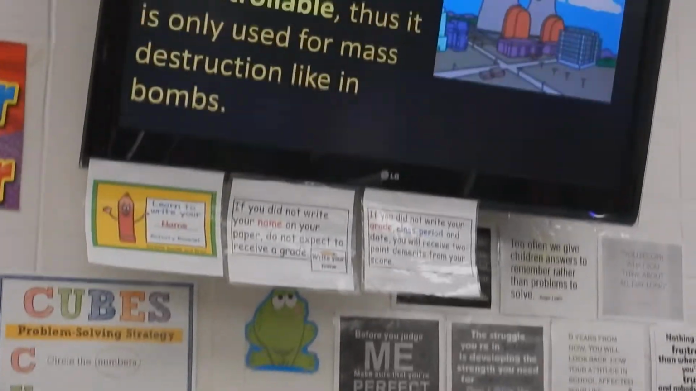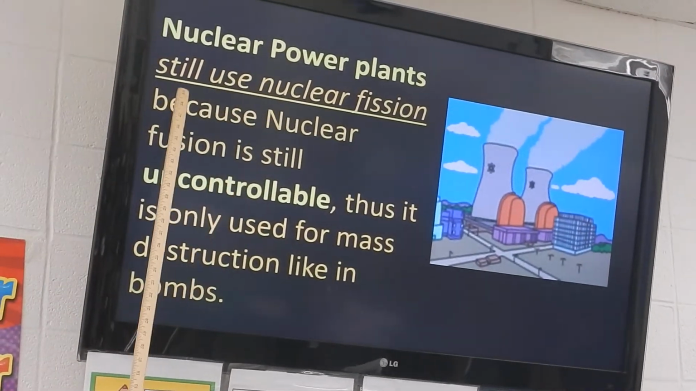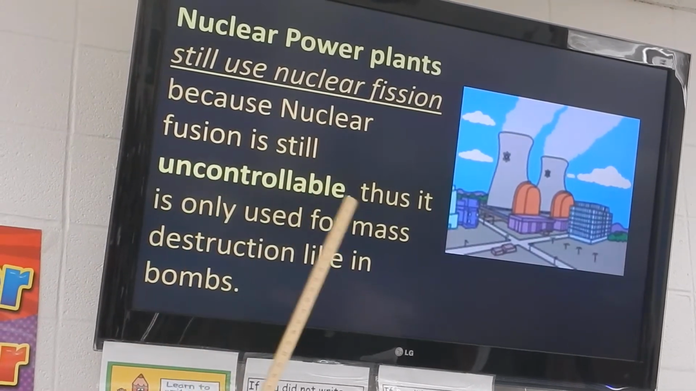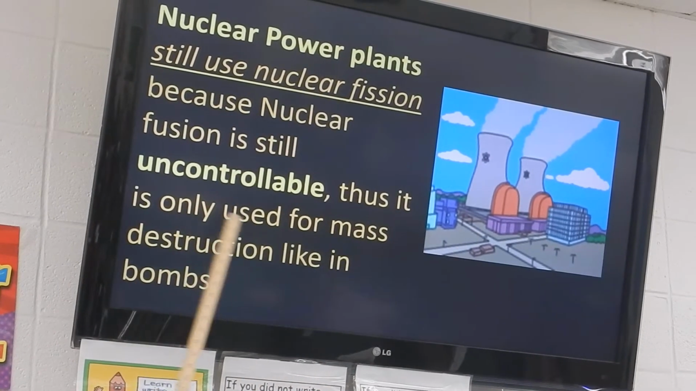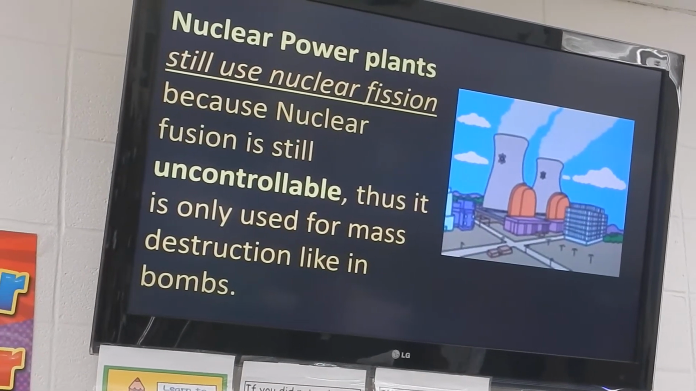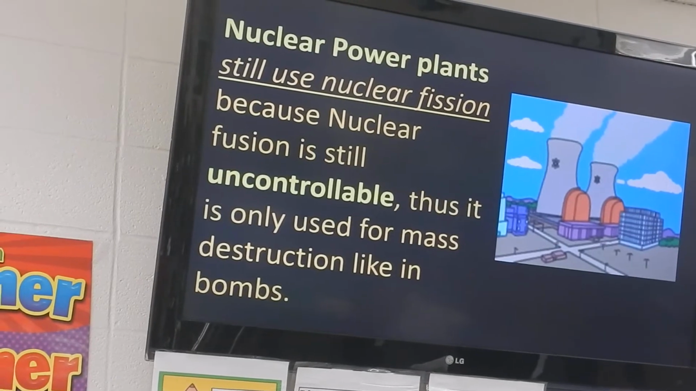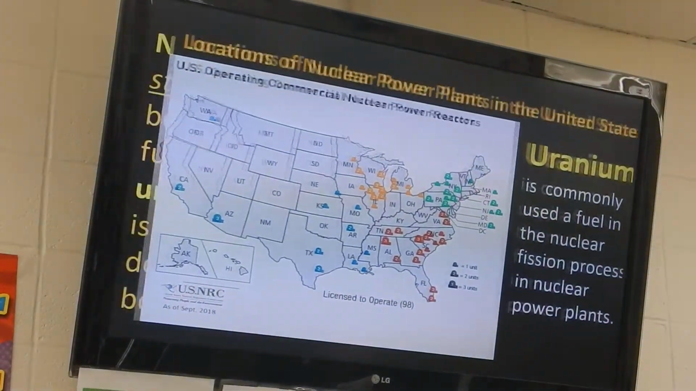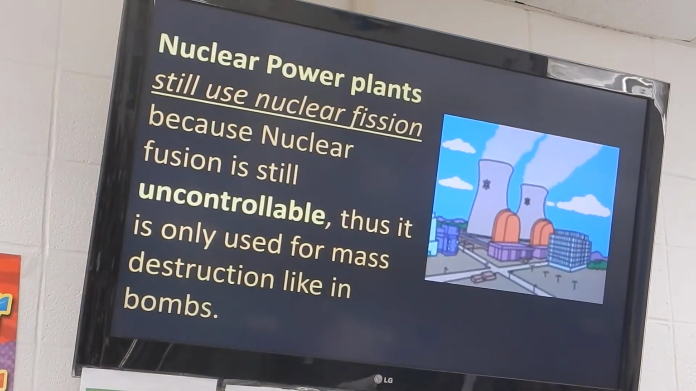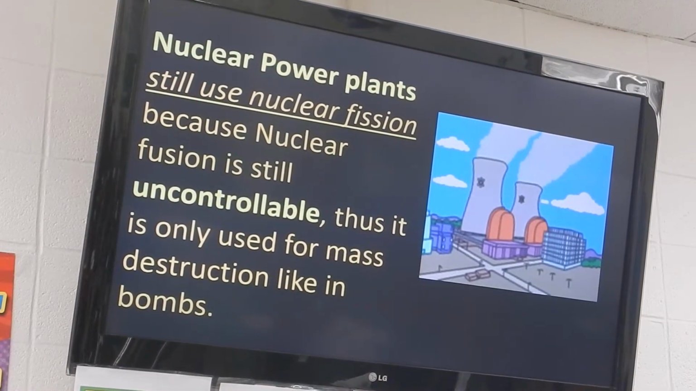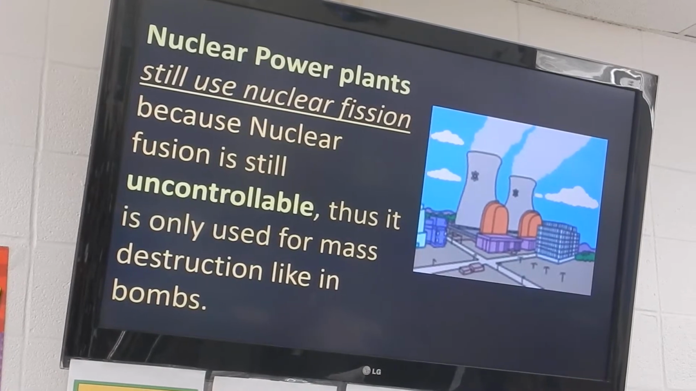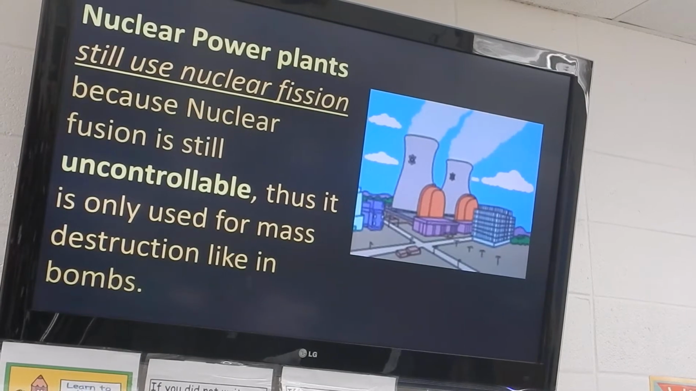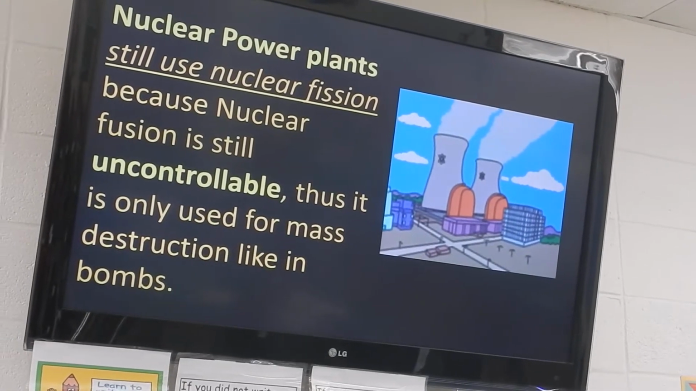Now, nuclear power plants still use nuclear fission because nuclear fusion is still uncontrollable. Thus, it is only used for mass destruction like bombs. We can only use nuclear fusion in creating bombs. And they are very strong bombs. If a bomb is working because of nuclear fusion, then it would obliterate a lot of places and lives.